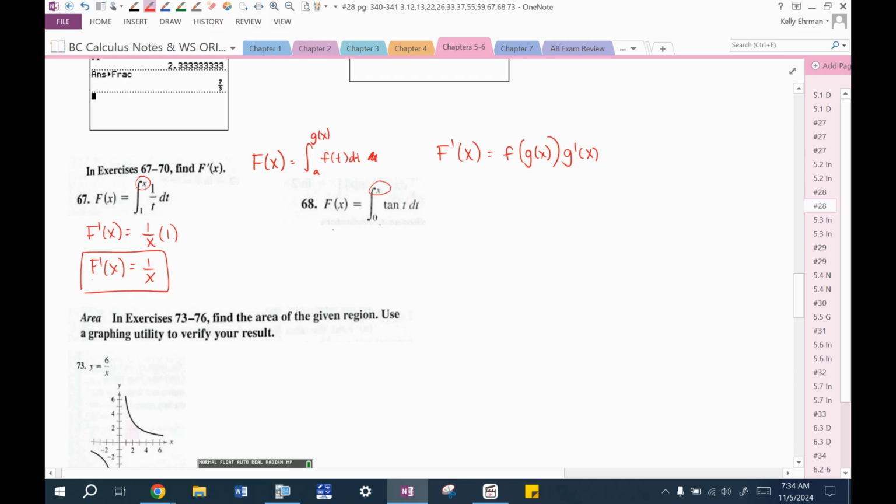Excuse me. Same thing here. F prime of x will just equal tangent of x, technically times 1. So just tangent x.